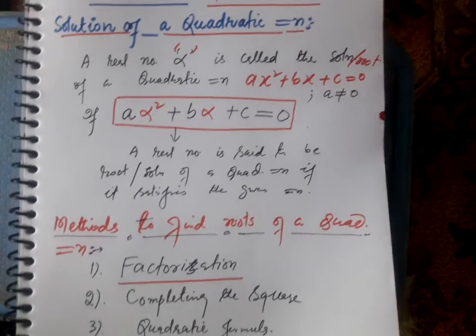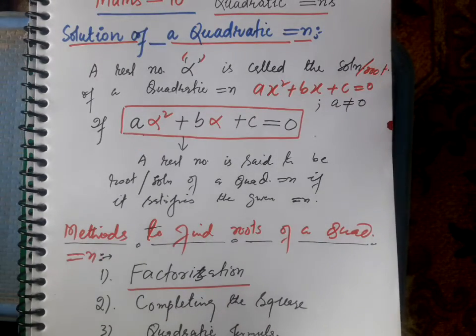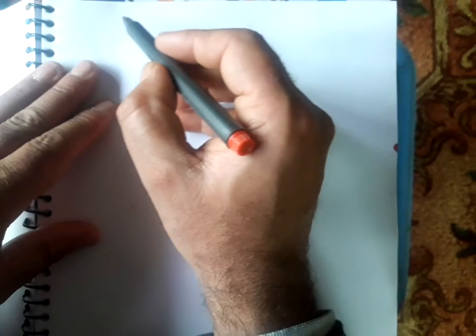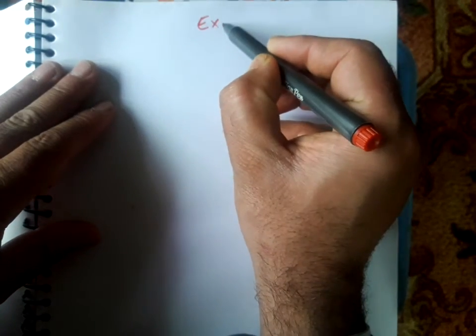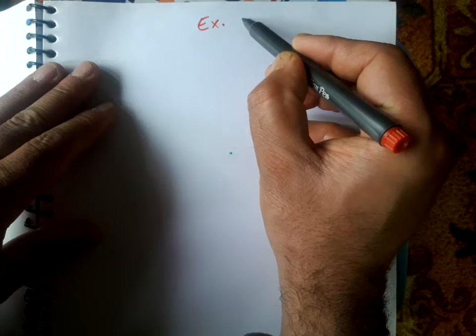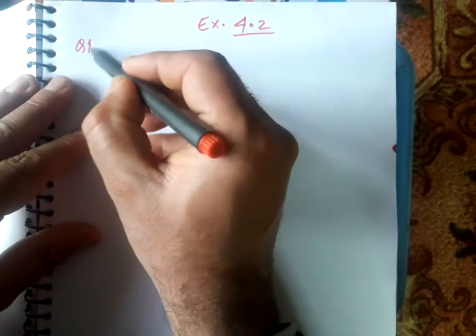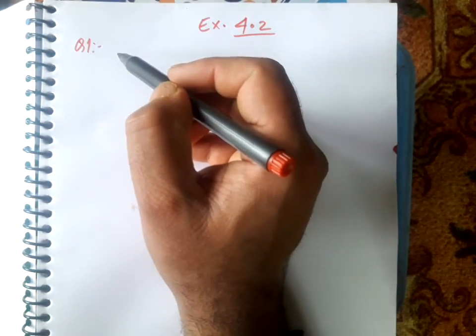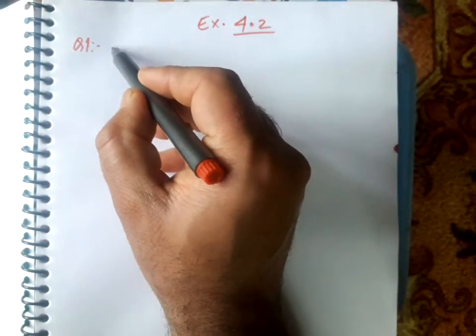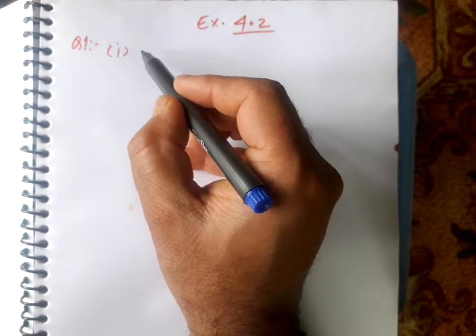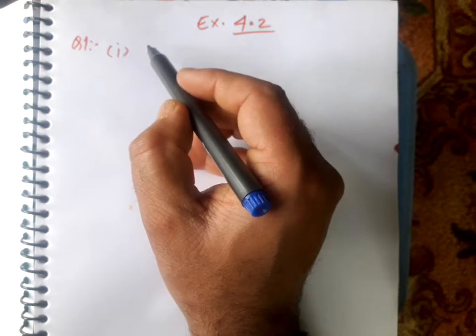We will come to know about the method by solving exercise number 4.2 of your textbook, wherein you are asked to find the roots of the quadratic equations by factorization. So the first question of the exercise is that you have to find the roots of quadratic equations by factorization.